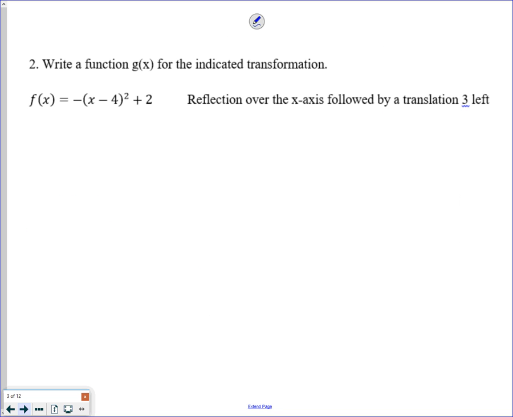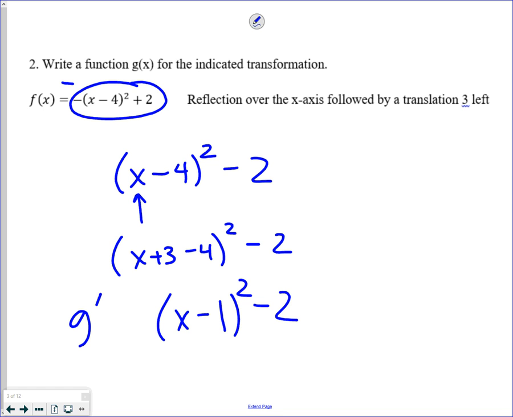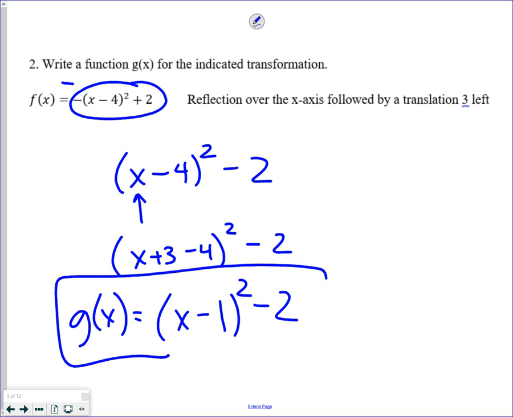Next one. Now I just want you to actually do the transformation. So reflection on the x-axis means you take this entire function negative. So that would make a positive (x - 4) squared minus 2. Notice that I did not distribute into the parentheses being squared. And then a translation left 3 means you replace the x with x plus 3. So (x - 1) quantity squared, minus 2 is the g function that they're looking for.